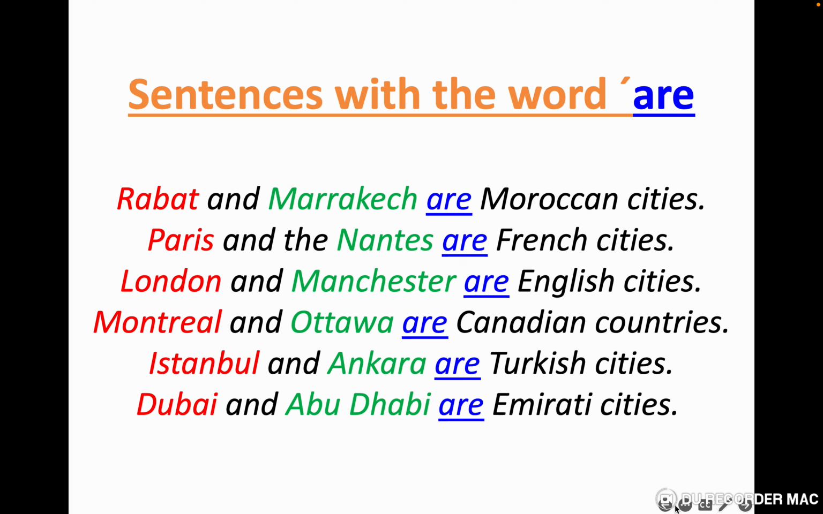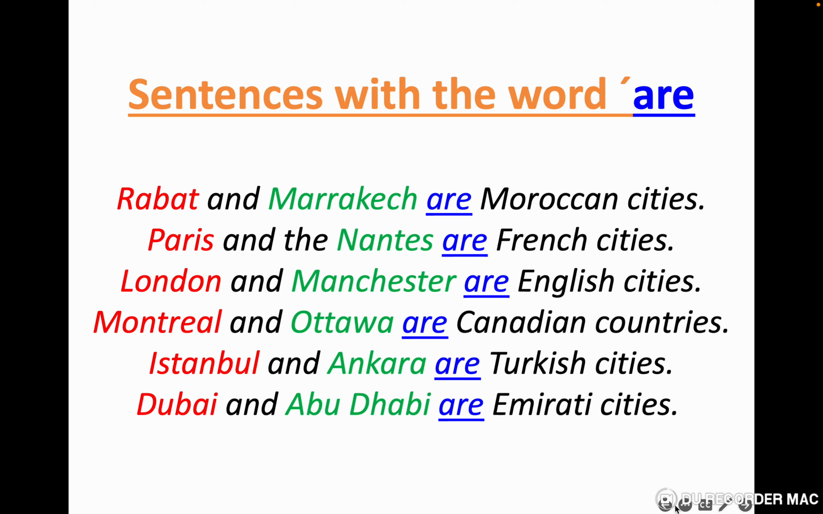London and Manchester are English cities. Montreal and Ottawa are Canadian cities. Not countries, cities. It's a mistake. It's a printing mistake. So I pay attention, but sometimes I forget some, but I mention them in order to write the correct name. So you need to write cities.